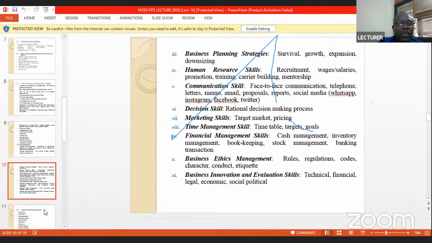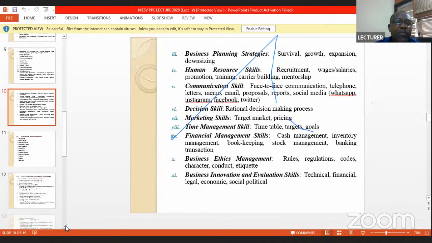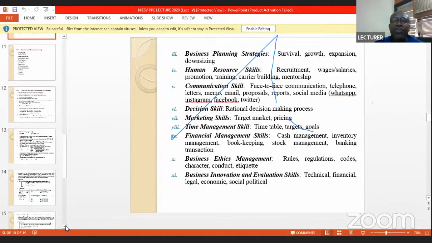The next one is business planning strategies. Strategies for survival. Strategies for growth. Strategies for expansion of the business. Strategies for downsizing the business when it is necessary. These are all important for the running of an entrepreneurship.